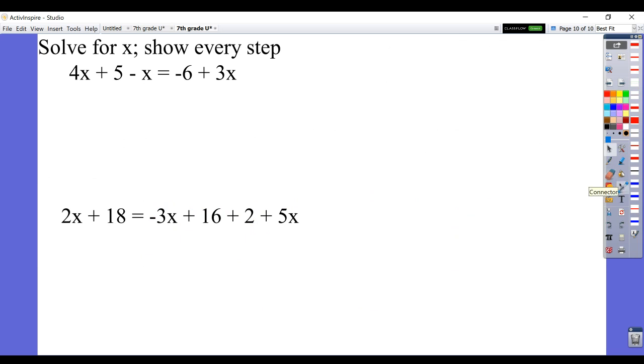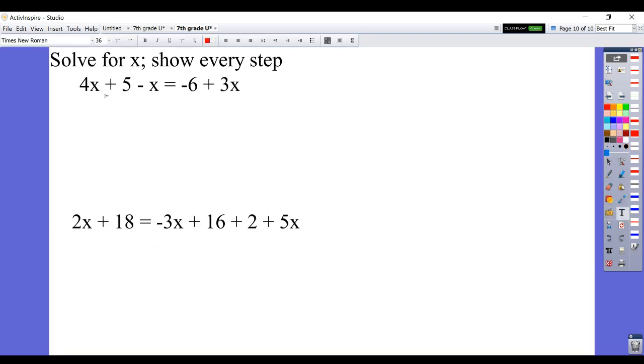Additional problems that you'll have to do will be this type. Solve for x, show every step. So the first thing here would be that you would combine your like terms. So 4x minus x would be 3x. And we would put CLT behind that to say that we combine our like terms.